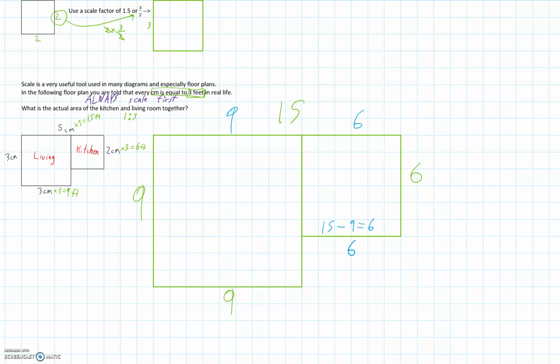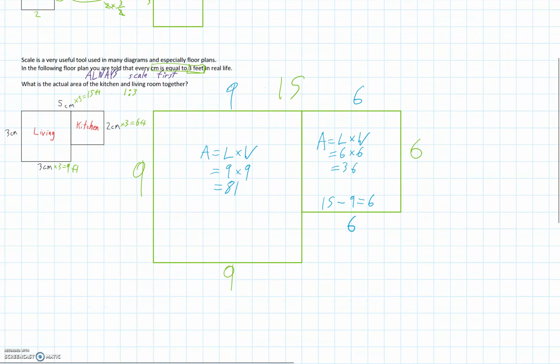All right. Now, it's nice to notice that area equals length times width. So in this case, length times width is 6 times 6, which is 36. Here we have area equals length times width. Length times width here is 9 times 9, and that equals 81. All right, so it asks what's the area of the kitchen and living room together. So the area equals 81 plus 36, which is 117 feet squared. And it'd be good to have feet squared in here as well.